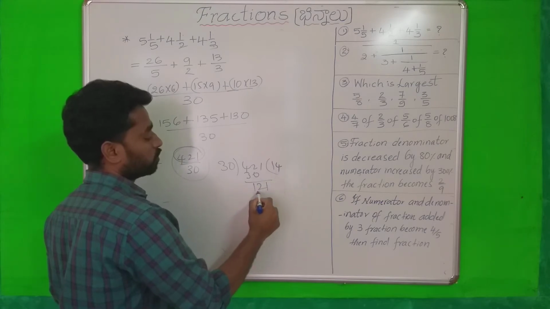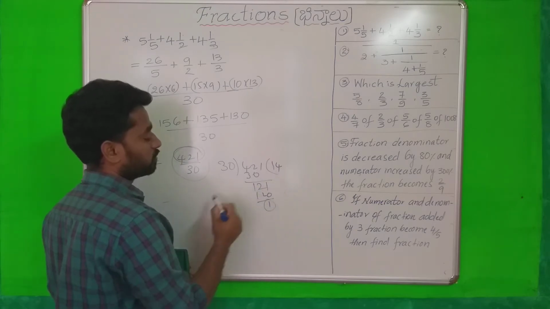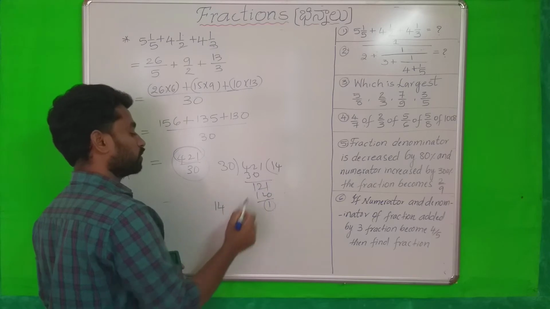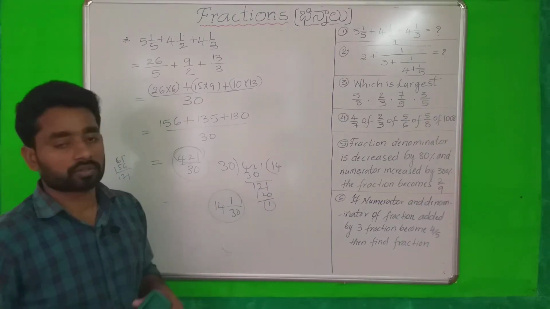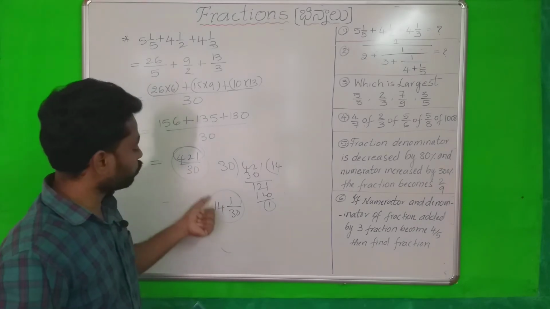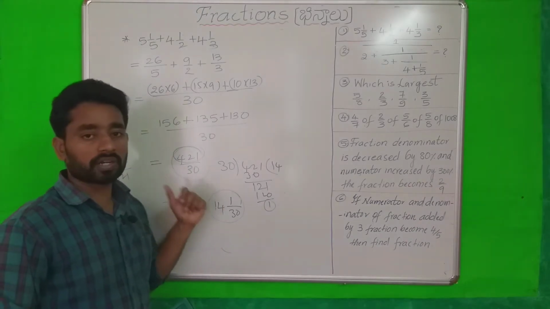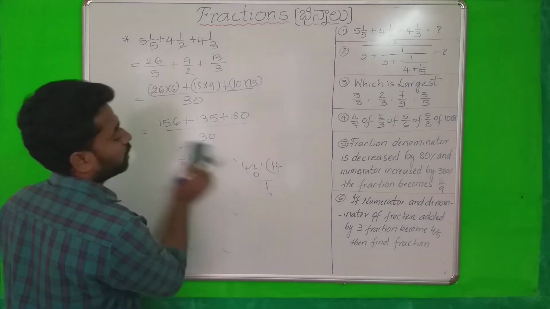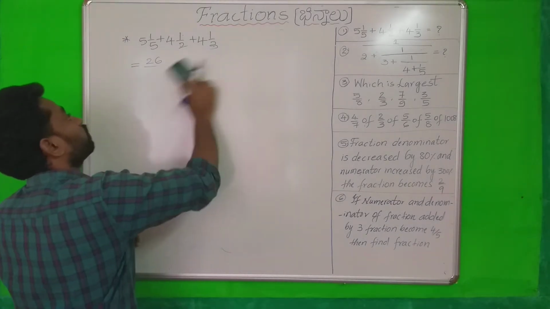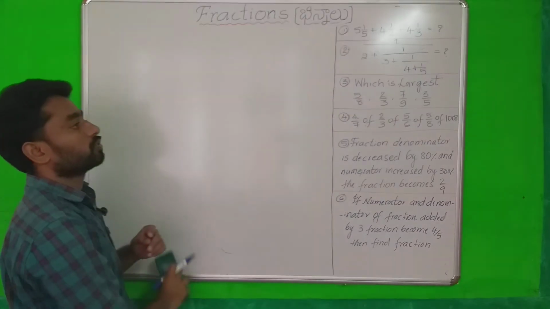3 34s are 120, 120, remainder is 1. So quotient 14, remainder 1 by divisor. This is the process. So this is a mixed fraction. Both are the same, but it is an improper fraction, and this is a mixed fraction. So this is the addition process for mixed fractions. First, the conversion process, everybody has to learn.